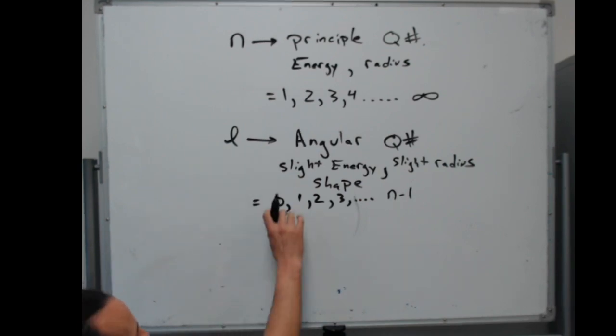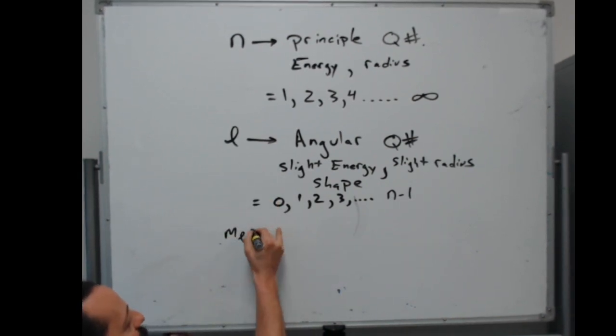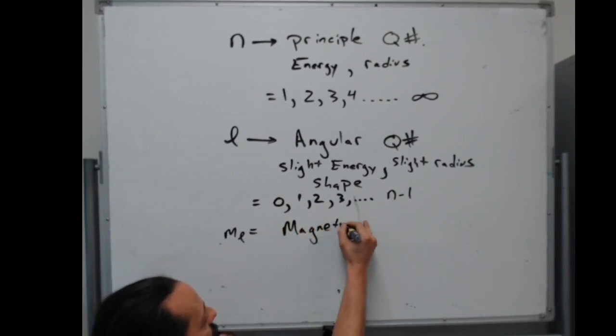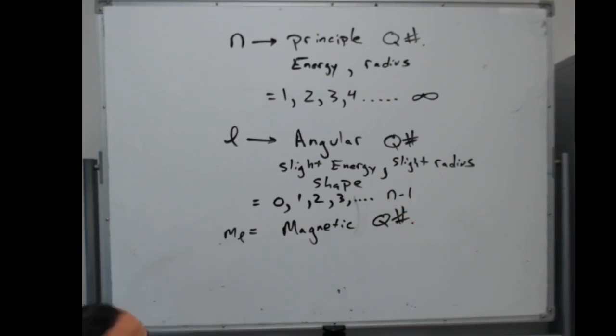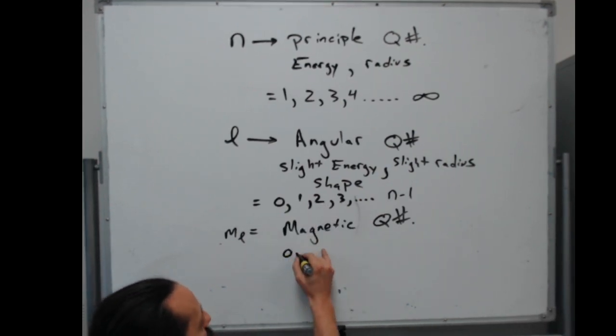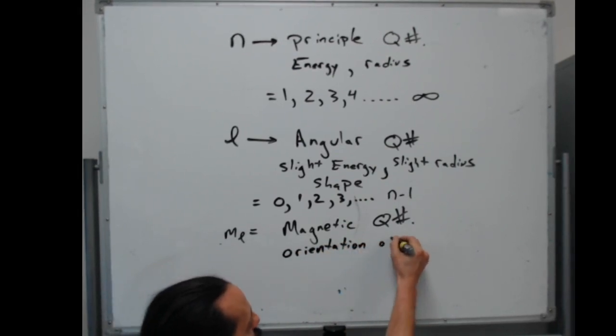The last, which is going to be a subset underneath this last one, is going to be the m sub L value. This is referred to as the magnetic quantum number. And this one is actually not going to affect energy unless we apply a magnetic field, which we're not going to do this quarter. It's not going to impact radius. And more than it's going to impact the shape, it's going to be the orientation of the shape.